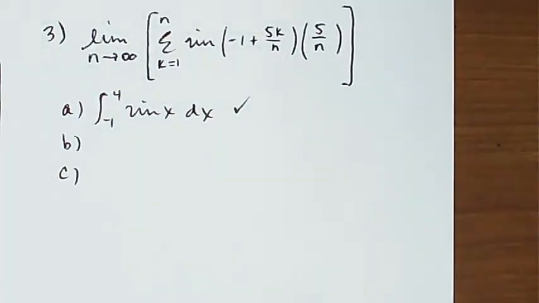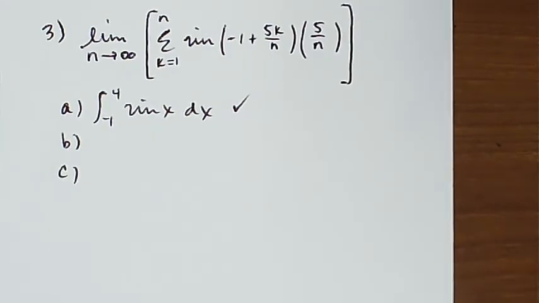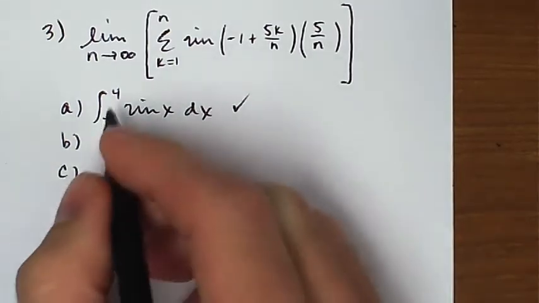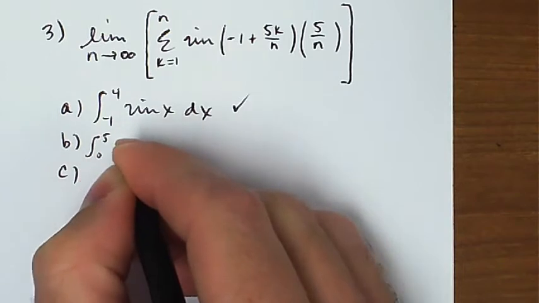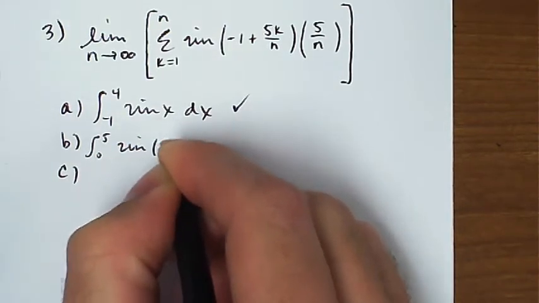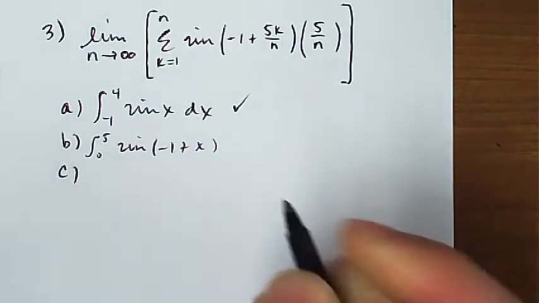Feel good about that. And since I feel good about that one, these are now down to A and D. Okay, so that's just something to consider. All right, second one is the integral from 0 to 5 of sine of negative 1 plus x dx.